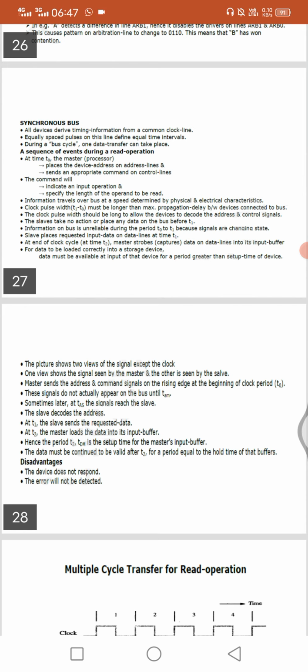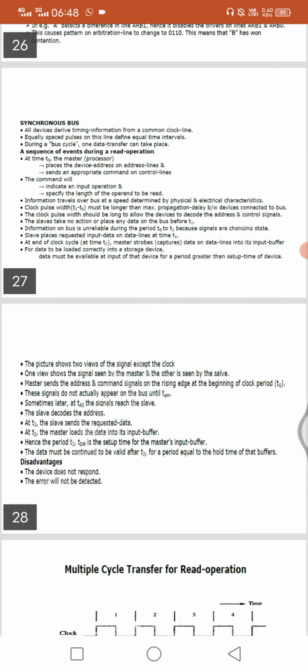Coming to synchronous bus, all devices derive timing information from a common clock line. We already discussed synchronous and asynchronous: synchronous means it runs with the clock pulse, and asynchronous means it does not run with a clock. So in a synchronous bus, all devices derive timing information from a common clock line.